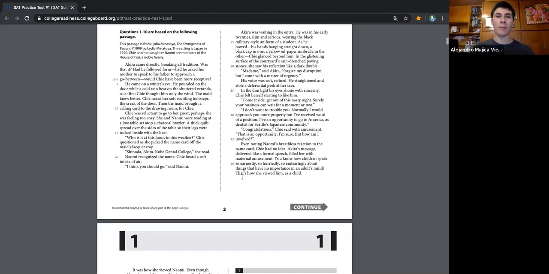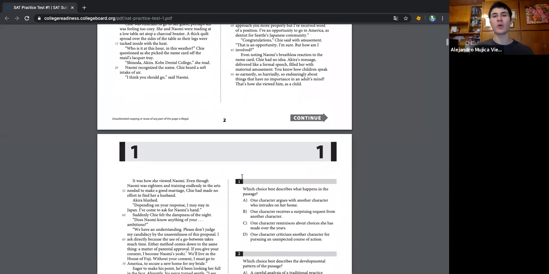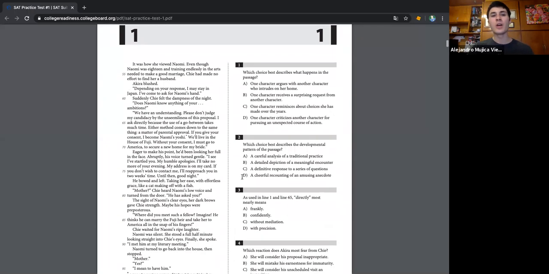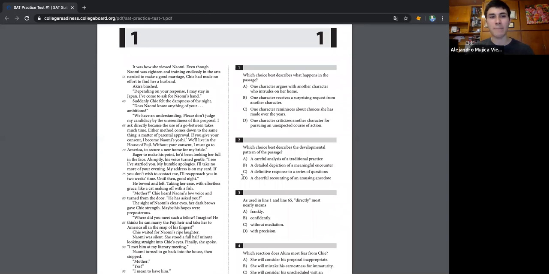I think you should remember this passage from what I read before, so I'm just going to read the questions for this one and find the relevant part for the answer. Which choice best describes what happens in the passage? So this is what you were asking about, Catherine. Answer A, one character argues with another character who intrudes on her home. B, one character receives a surprising request from another character. C, one character reminisces about choices she has made over the years. D, one character criticizes another character for pursuing an unexpected course of action.